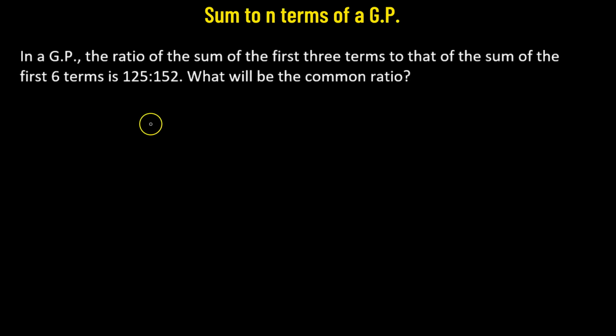In the geometric progression, it's given that the ratio of the sum of the first 3 terms to the sum of the first 6 terms is 125 is to 152. So what will be the value of the common ratio?